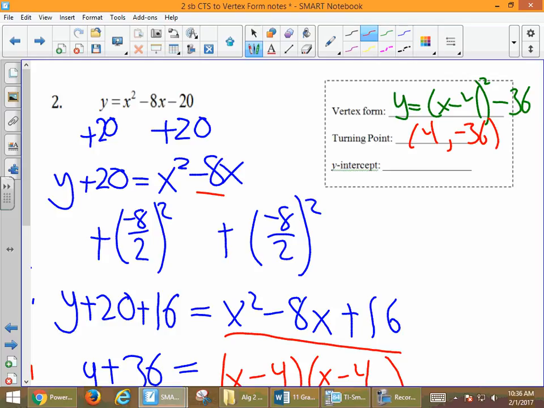And so what is our y-intercept going to be? Tiffany? 0, negative 20. Because we can find our y-intercept from having the standard form, and that was always 0, c, and our c is negative 20.